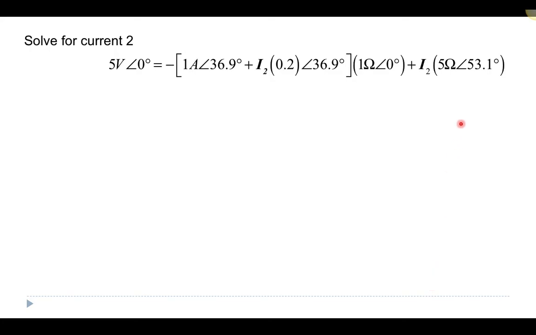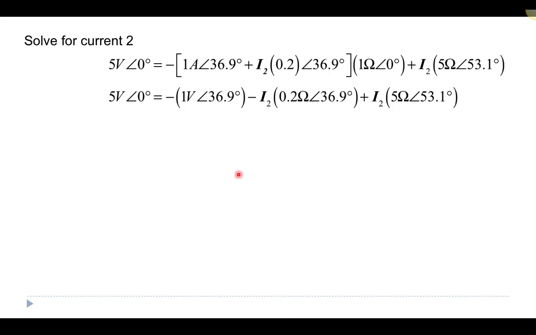I want to solve for I2, so I'm going to multiply 1 ohm phase angle of 0 times all of these terms. And so if I multiply 1 times 1, I get 1 volt. 0 plus 36.9 gives me 36.9.